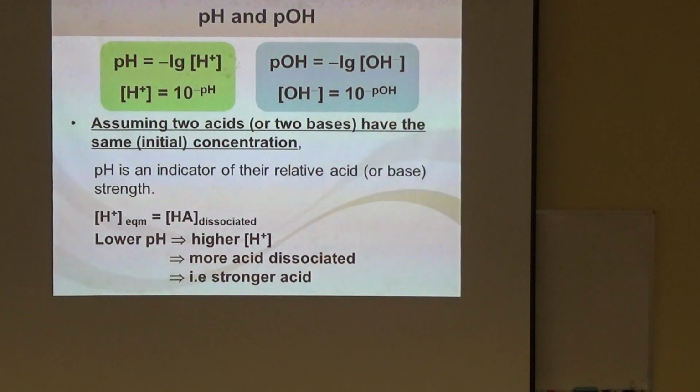This is actually a way, if you think of it, there are some questions that will ask you to predict whether something is a weak acid or strong acid. The way that you do it is you check whether the H plus concentration is equal to the concentration of the acid. If it is, it's a strong acid. If it's not, it's a weak acid. Okay?